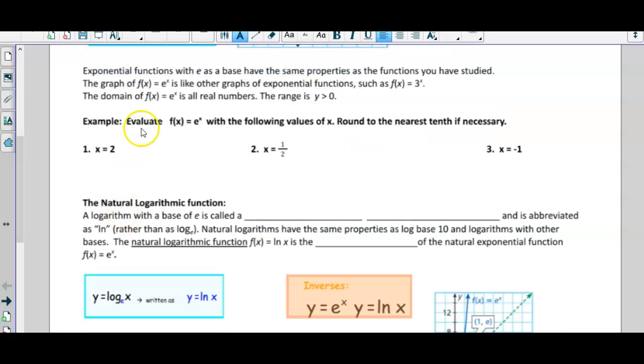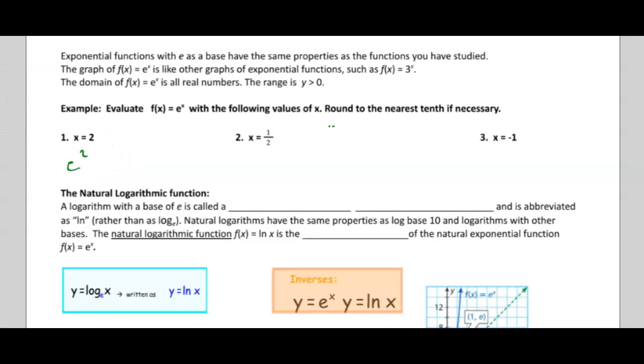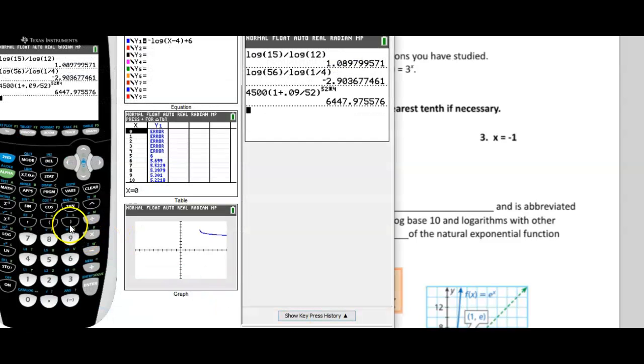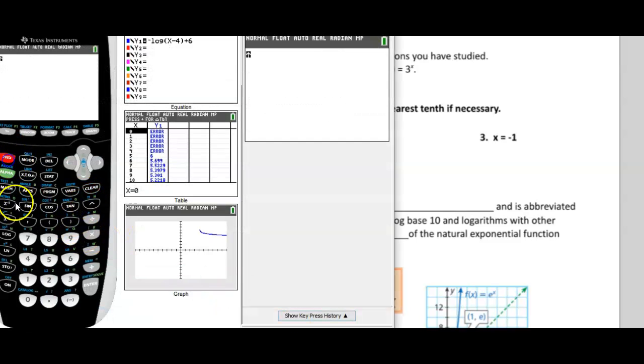Now, to kick off, we're going to evaluate f of x equals e to the x with the following values of x, rounding to the nearest tenth if necessary. First, e to the second power. You can just punch that in your calculator. I'm going to press second and then natural log, that's how you get your e, and then press 2. So e to the second is going to give us 7.4 to the nearest tenth.